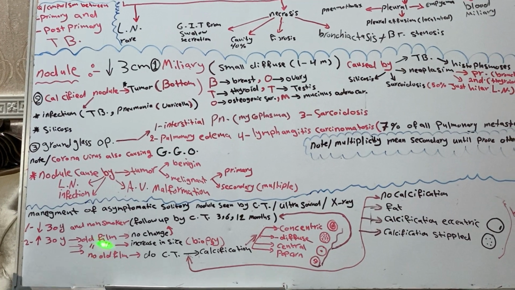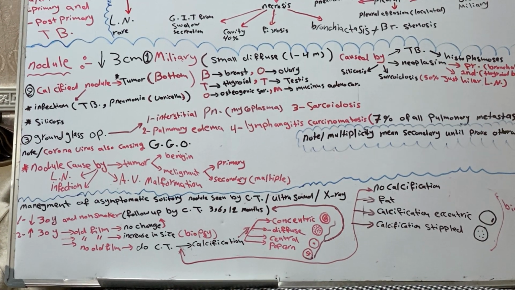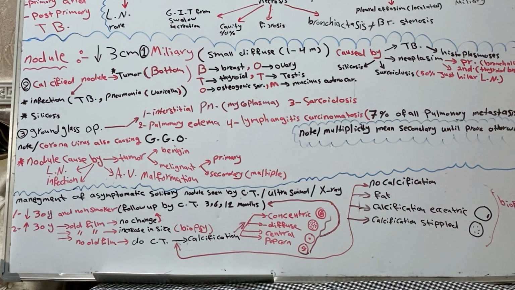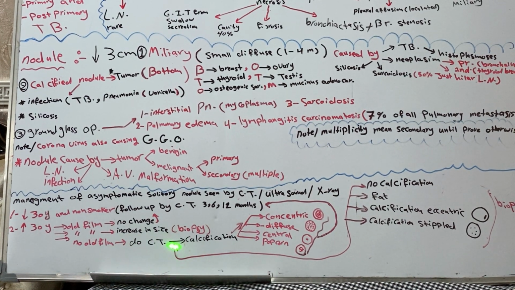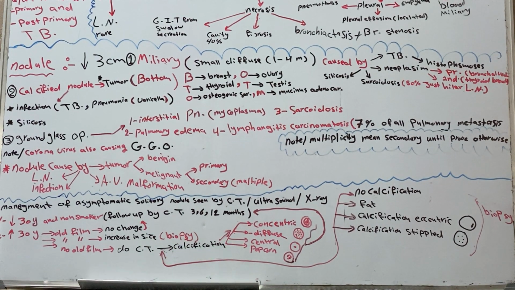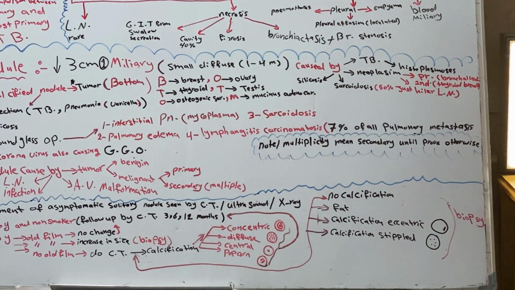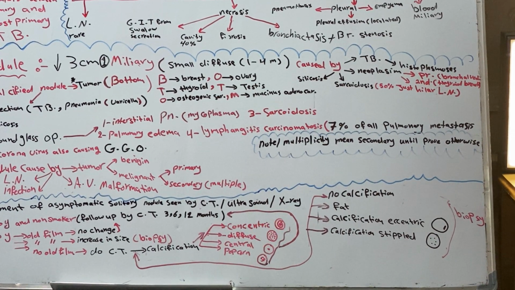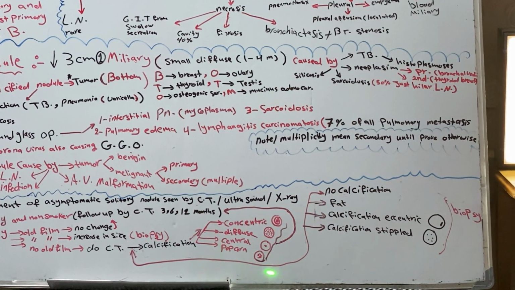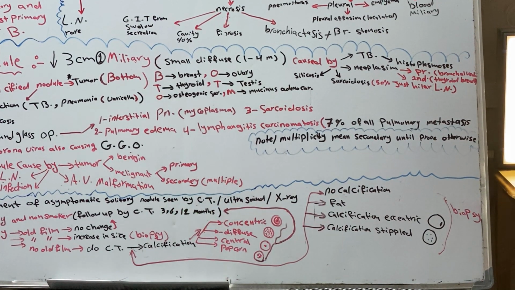If the patient has no old film, so do a chest CT for the patient and look inside the nodule for any calcification. If the calcification is concentric, or diffuse, or central, or popcorn calcification, do follow-up at 3, 6, and 12 months.